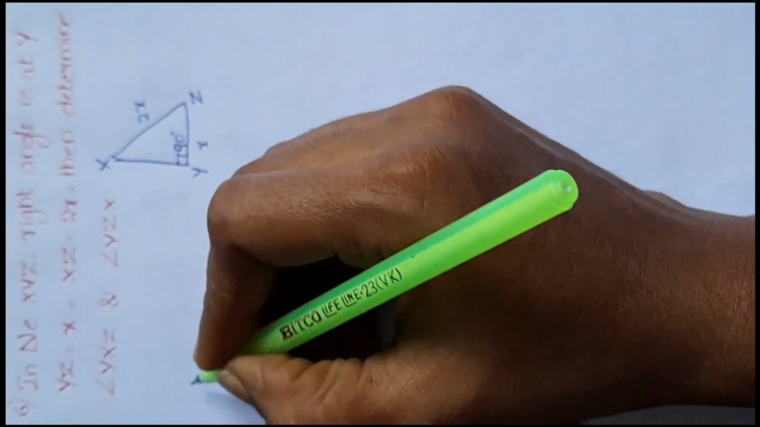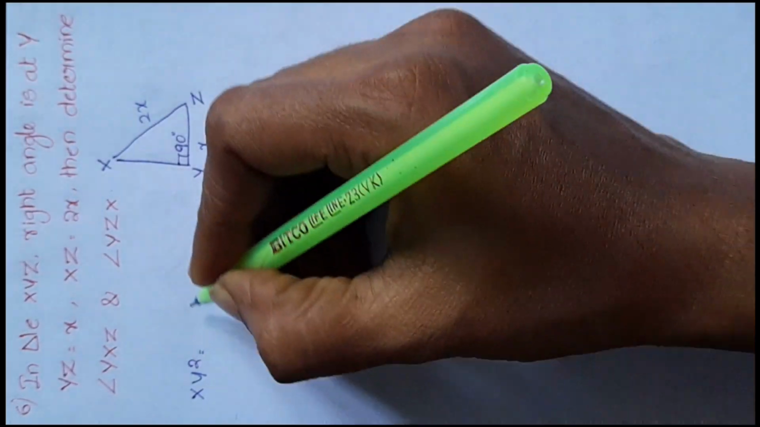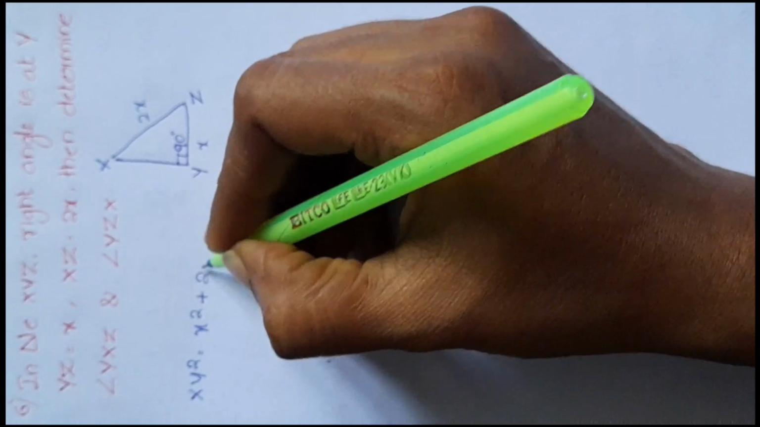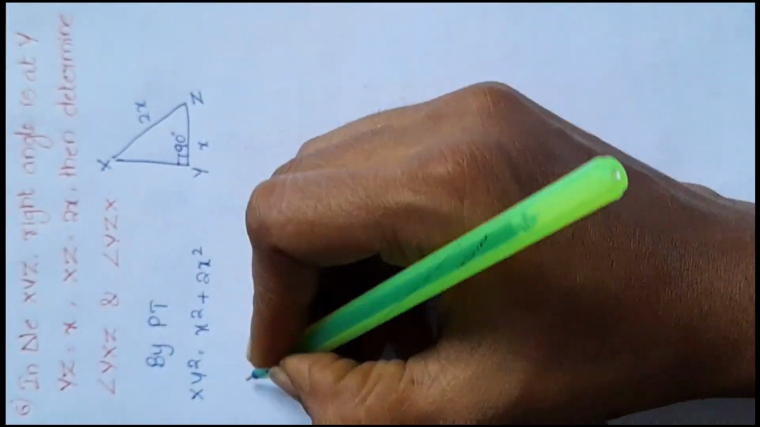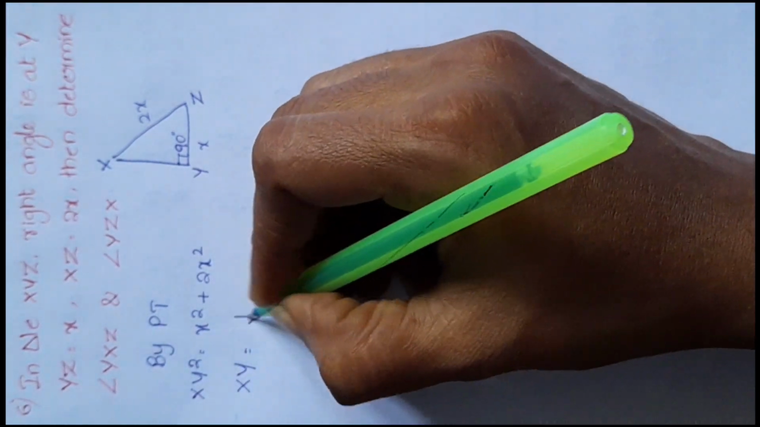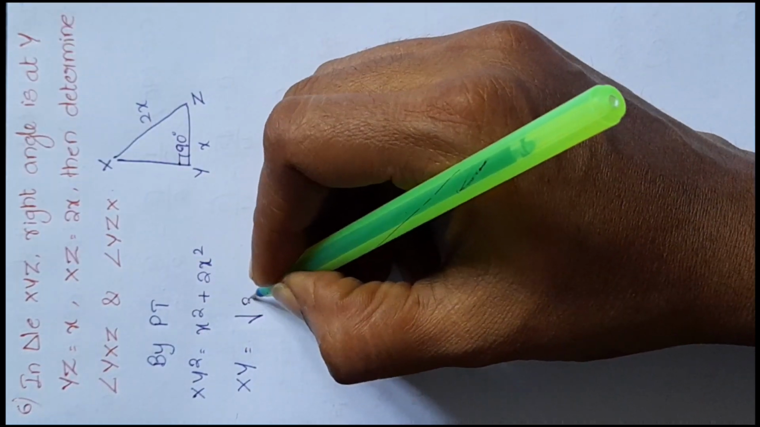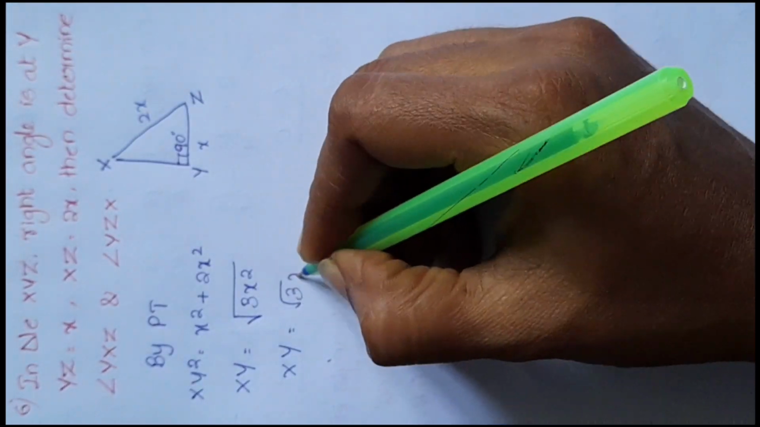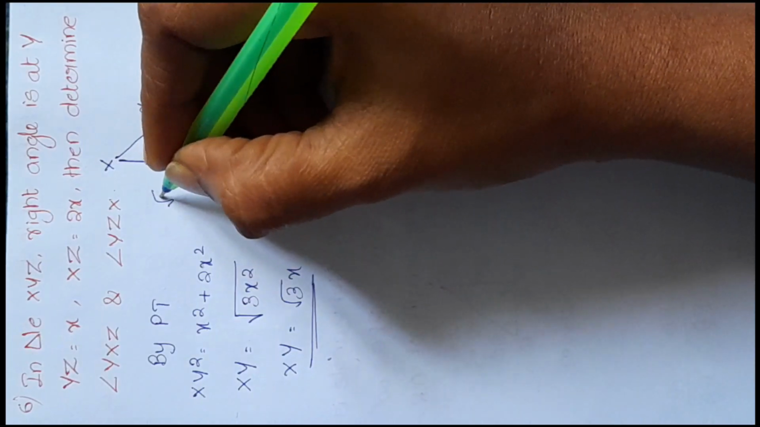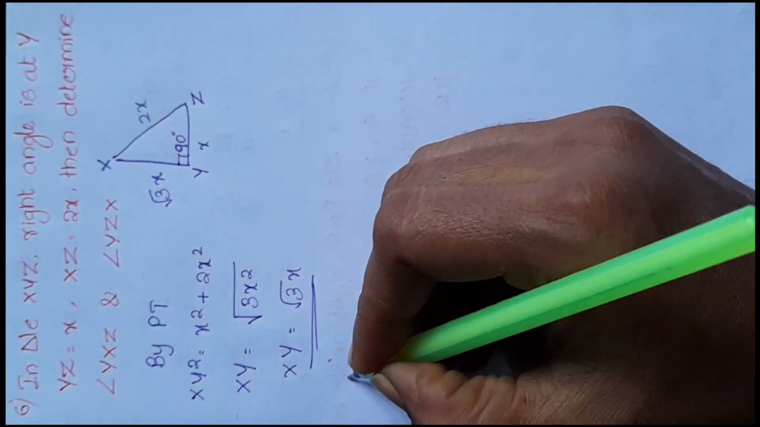So from the Pythagoras theorem, XY square is equal to 2x square minus x square. So XY is equal to root of 3x square. XY is equal to root 3 x. This is the value of XY, that is the length of XY is root 3 x.